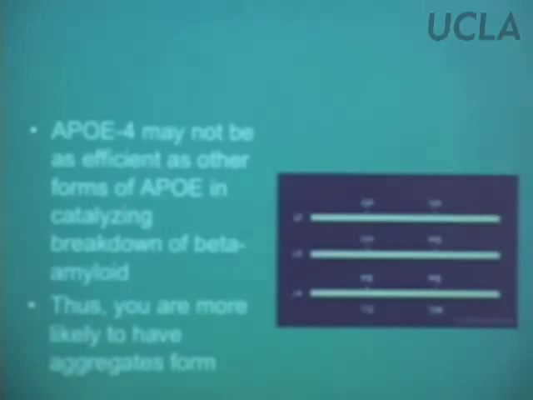So what's the problem with ApoE4? Why might it be a risk factor? Well, some views are that it may not be as efficient as other forms of ApoE in catalyzing the breakdown of beta amyloid. You might not be able to see this, but this is E2, E3, E4, and it's just a substitution of arginine for cysteine here. And it seems that it may not work quite as efficiently when you have this substitution of arginine.